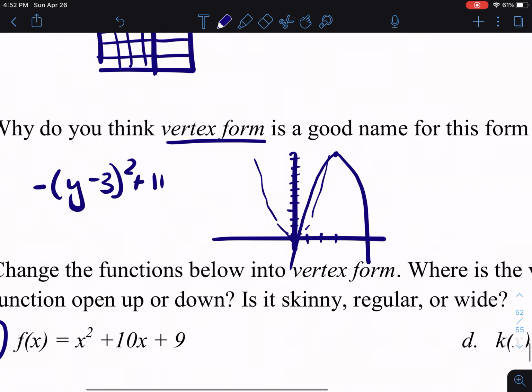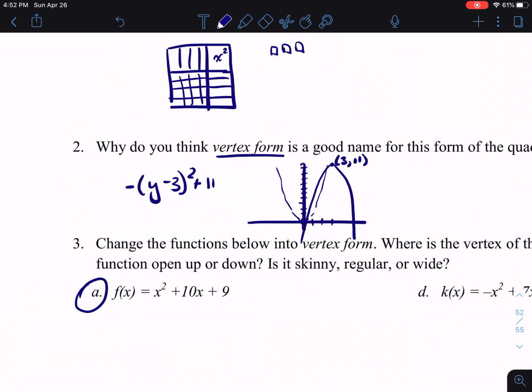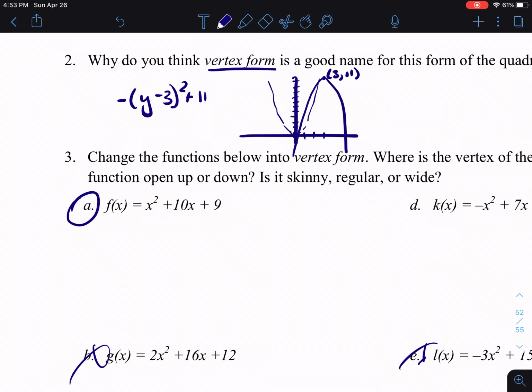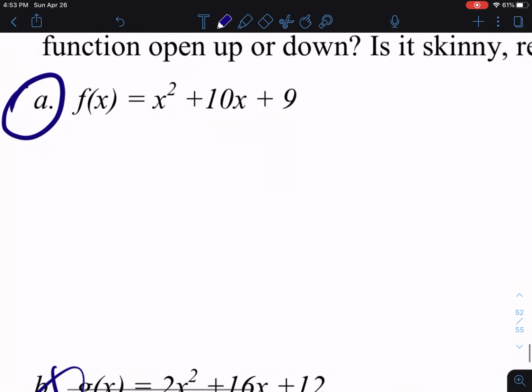So why do you think this form can be called the vertex form? Based on the information that it provides. So take your time to write that out so that you have it for your notes when you're studying or when you're using Algeblocks in the future.